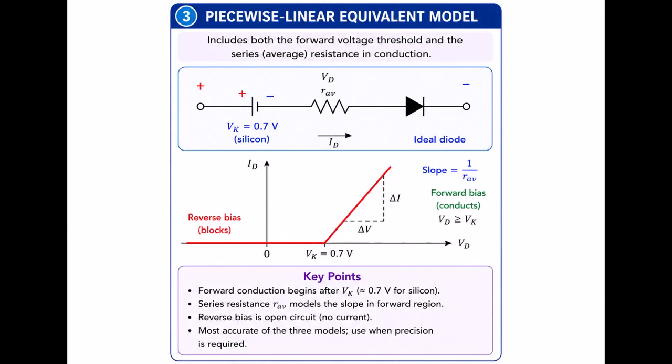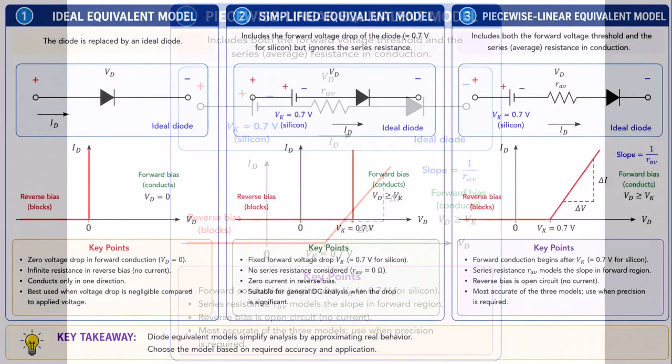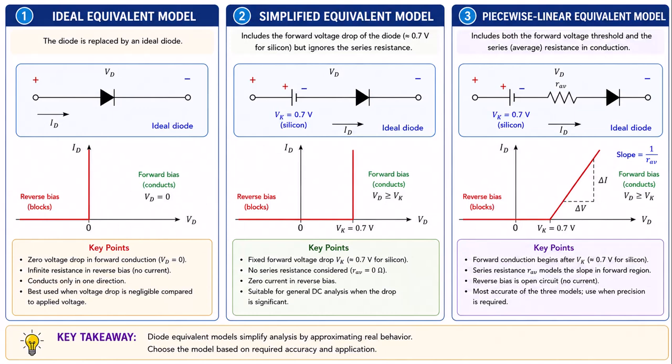The forward characteristic is represented by a sloping straight line. The slope of this line is equal to 1 divided by R_AV. From the graph, the average resistance can be estimated using the change in voltage divided by the corresponding change in current. A smaller resistance produces a steeper characteristic, while a larger resistance produces a less steep characteristic. The piecewise linear model is useful when greater precision is required, particularly when the current through the diode changes over a wide range. Let us now compare the three models.